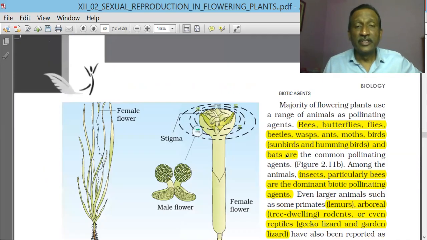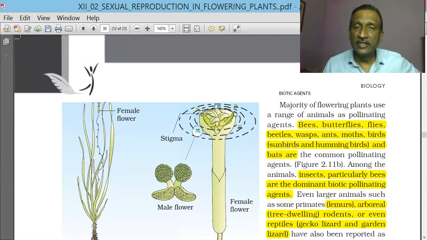Next page. Yeah, the female flower. The female flower comes onto the surface. The blue color is actually shown by water. So this is water, and the flower comes onto the water surface. The same is true of the male flower, which also comes onto the surface, and they release pollen grains.